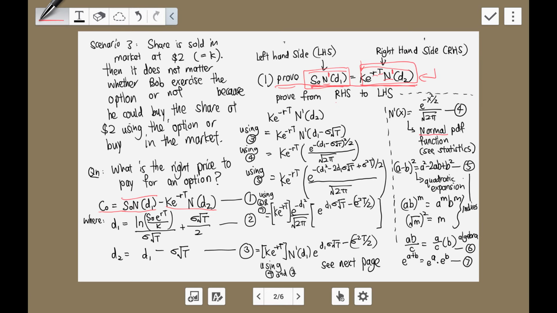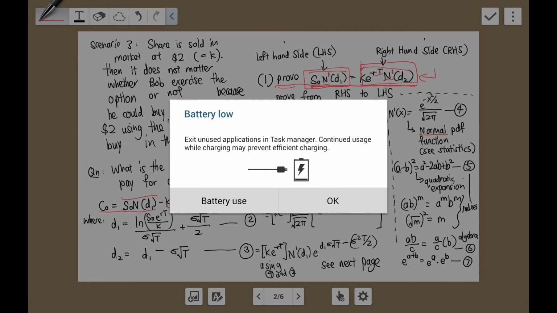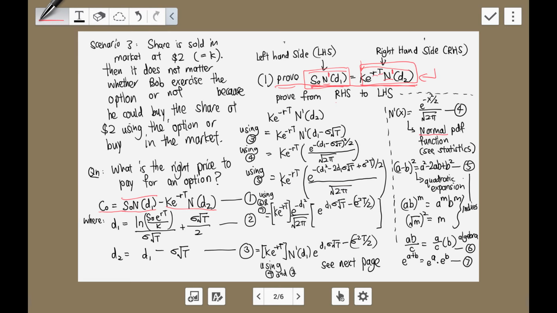Let me get some power first. Okay, I hope it works. No, there's not enough power. Okay. Okay, and it's getting. Yep, should be getting enough power now.